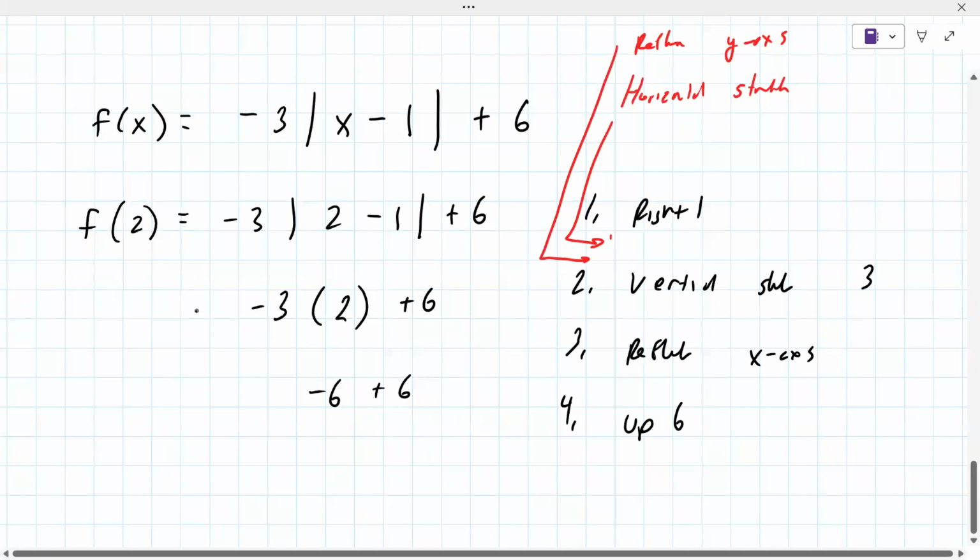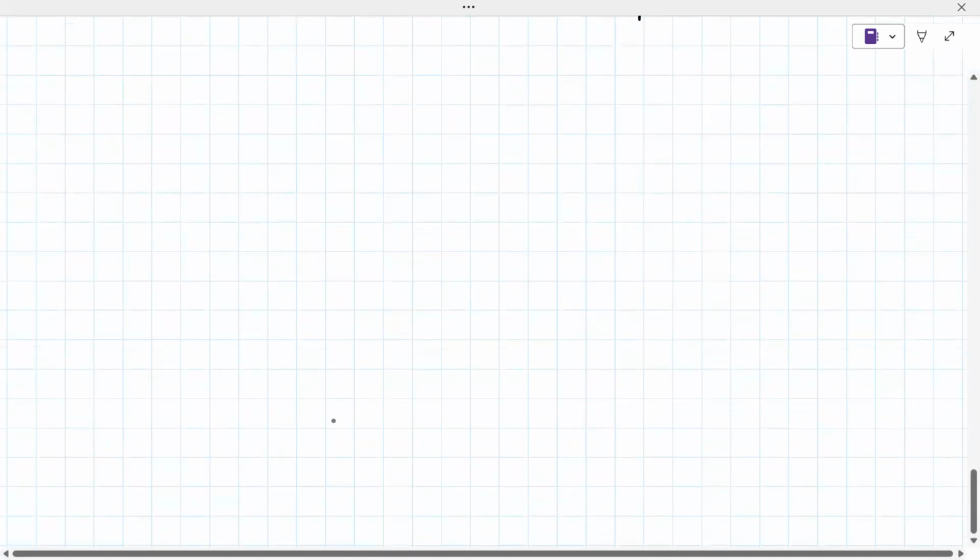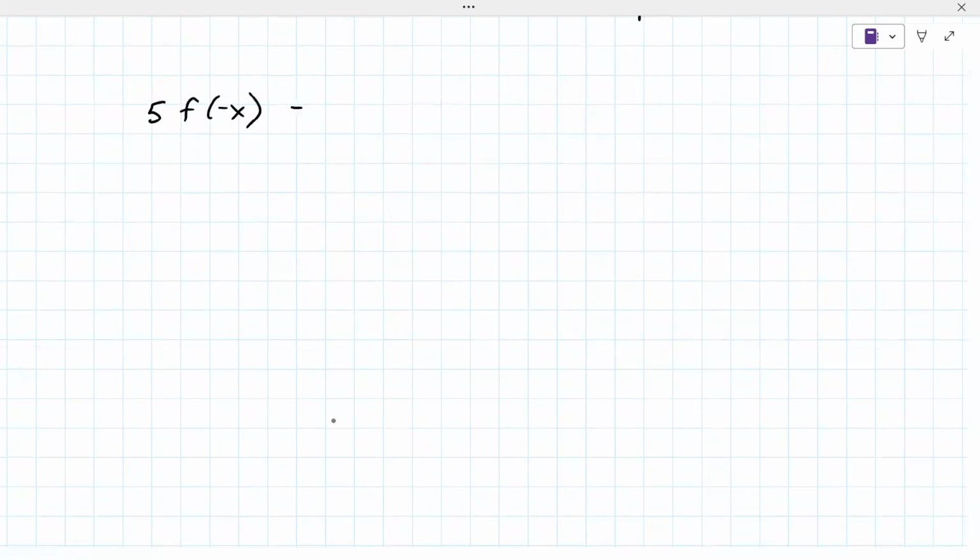Try to get them in the right order, but that's not what's important here. So let me give you another one here. 5f of negative x minus 3. Would you give me the transformations here?